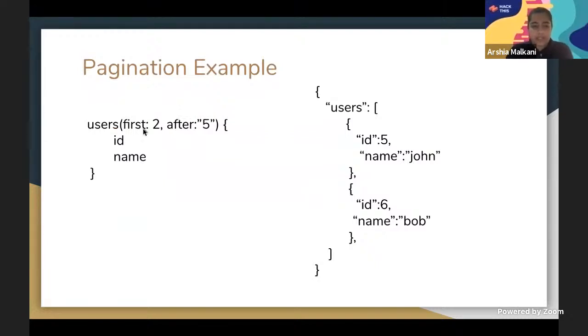So you can basically specify combinations of first and after. If I say users first 2 after 5, it's going to look for my ID 5 and get the first 2 users, so 5 and 6. If I say first 2 before 5, it's going to get me 3 and 4. I can also say last 2.